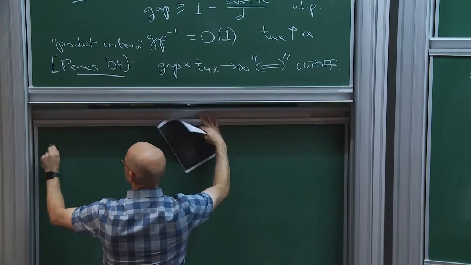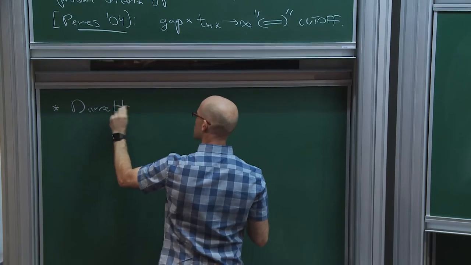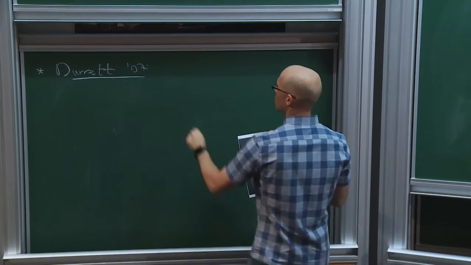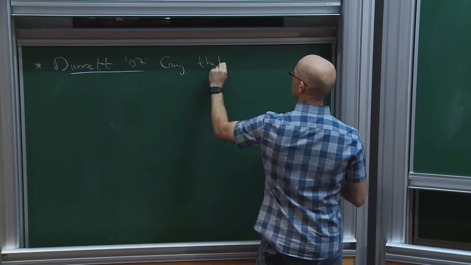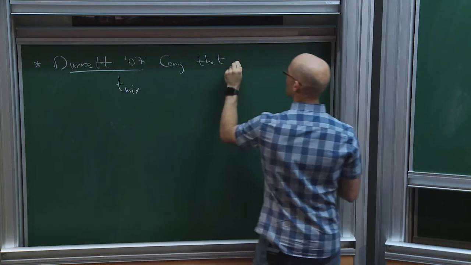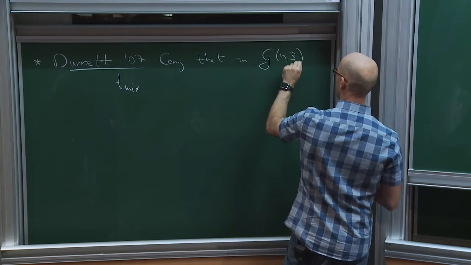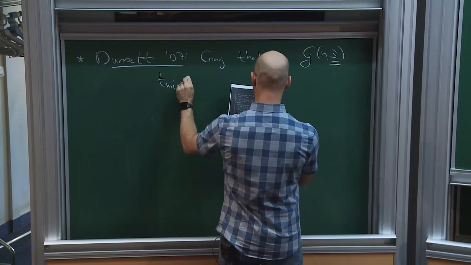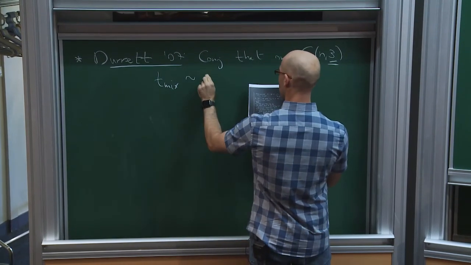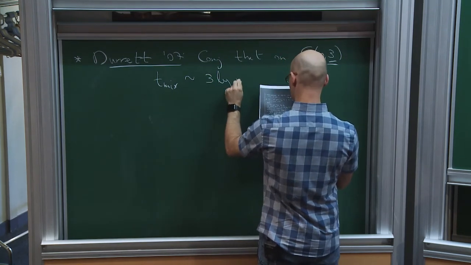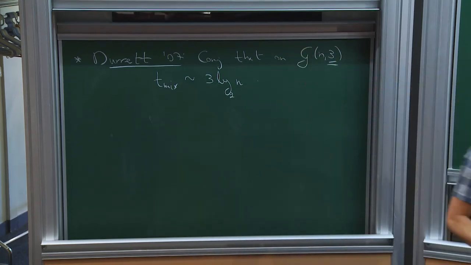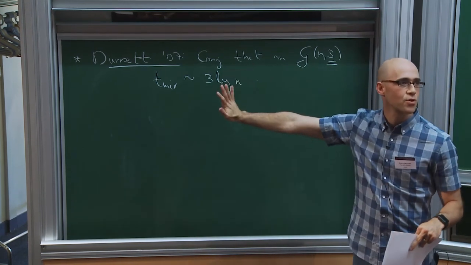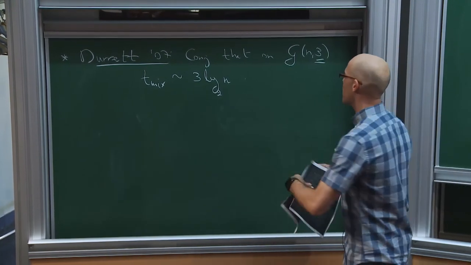And indeed, here's an explicit conjecture of Durrett in '07. This is in his book, Random Graph Dynamics. So he conjectured that T-mix on a random three-regular graph, so take a uniformly chosen three-regular graph, should be asymptotically 3 log base 2 of n. Now, in the book, he actually phrased it for the lazy random walk. And then it was a 6 instead of a 3, but I'll write it like that, if you don't mind. He wouldn't mind. So with high probability.